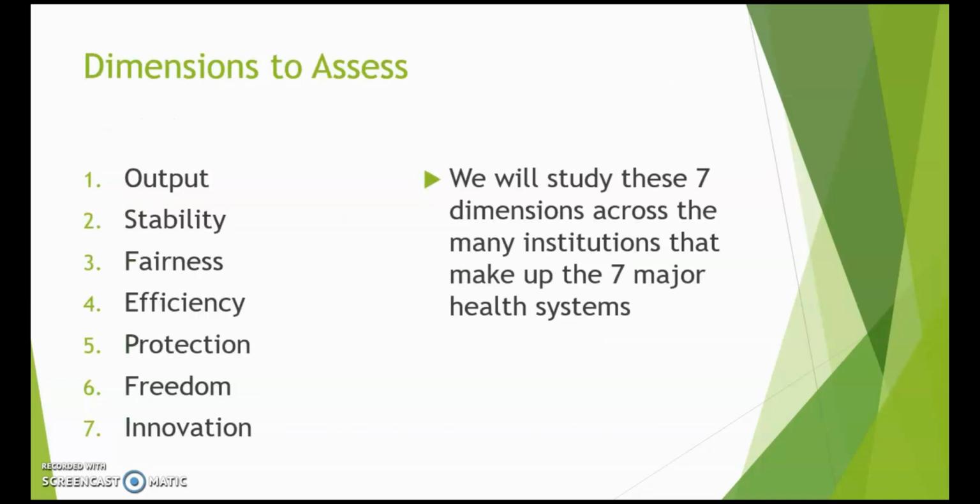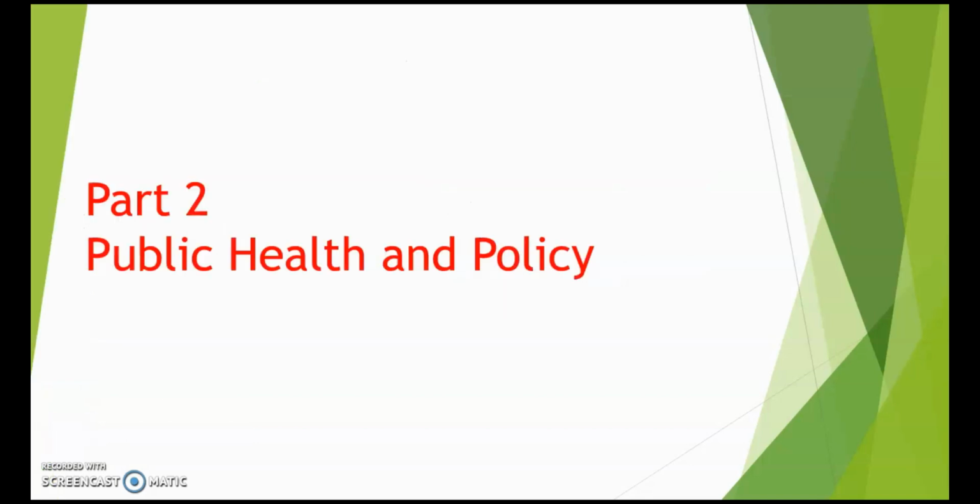Wonderful. So dimensions to assess. We will study these 7 dimensions across the many institutions that make up the 7 major health systems. In the second part, which is exactly the focus of this, we will focus on the comparison between local, state, which is within this dimension. So output, stability, fairness, efficiency, protection, freedom, and innovation. Okay, so those are 7 main dimensions that we will assess. Now, keep those terms in mind, and let's move on to part 2 of this lecture to see what we mean by that.